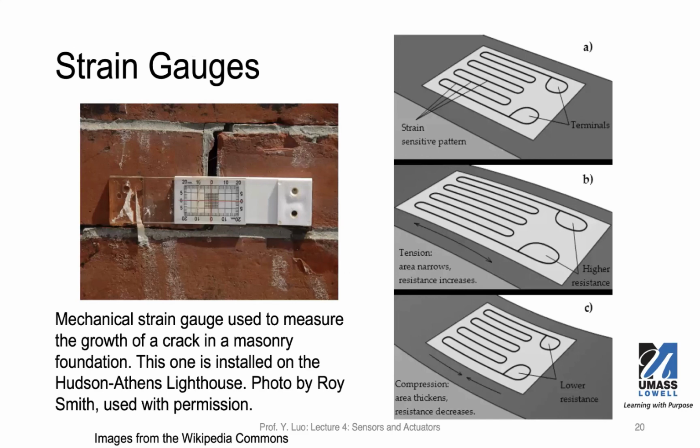The next sensor is the strain gauge. The strain gauge is for measuring the growth of a crack in masonry, foundation, or other surfaces. With this kind of sensor, you will be able to detect tiny movement over a longer time period to understand how these objects, the surfaces, have deformed or changed their shape.